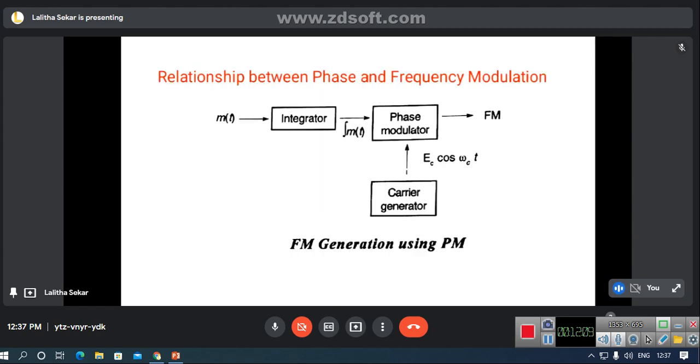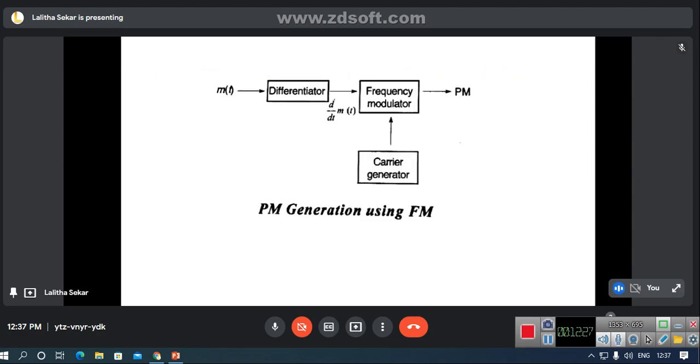Now the relationship between phase and frequency modulation. m(t) is the modulating signal. It is integrated, and then the integrated term is fed to the phase modulator along with the carrier signal to produce FM. So FM generation using PM uses an integrator. Next, PM generation using FM uses a differentiator instead of an integrator. So these are the types of angle modulation: phase modulation and frequency modulation.